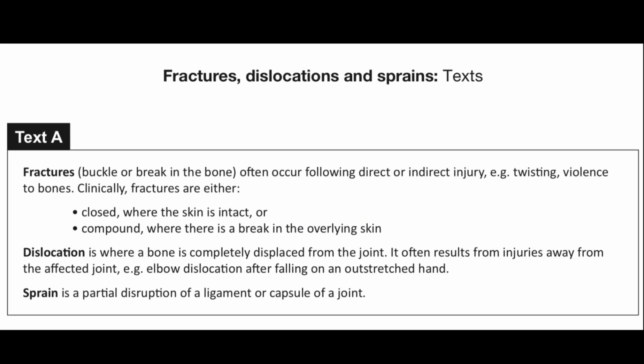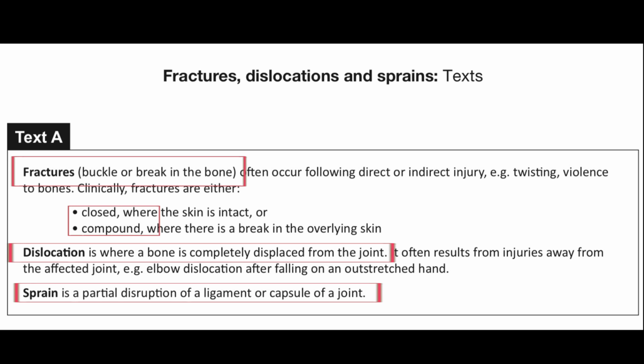The first step in skimming is reading the title, but since text A has no title, we can jump to the words that are in bold. So fractures, dislocation, and sprain. So fractures, buckle or break in the bone, following direct or indirect injury, closed, compound, dislocation where a bone is completely displaced from the joint, sprain, partial disruption of a ligament or capsule of a joint. So from what we've read, we can deduce that these are definition of terms.